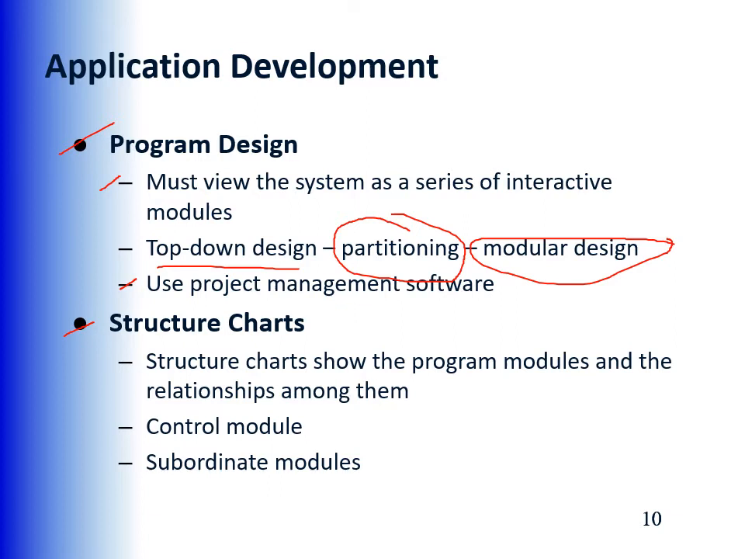Structured development relies heavily on data flow diagrams and structure charts, right? A structure chart shows the program modules and the relationships among them. It consists of rectangles that represent the program modules, with arrows and other symbols that provide additional information. Typically, a control module refers to a higher-level module, and subordinate modules refer to direct lower-level modules.